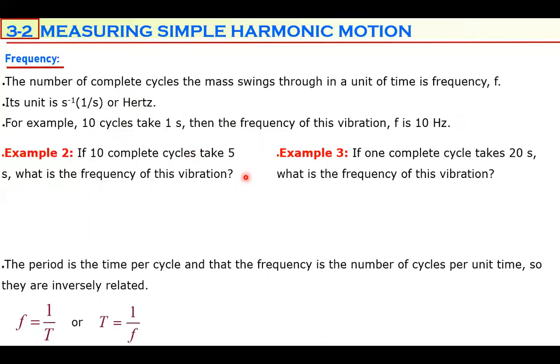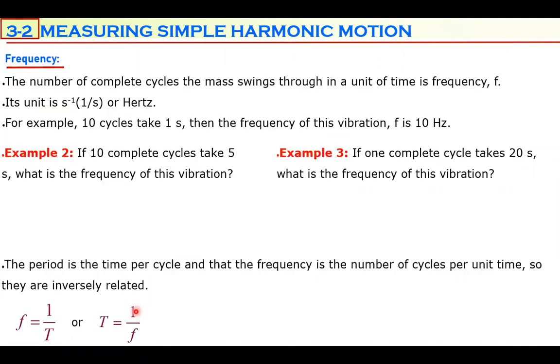If 10 complete cycles take 5 seconds, what is the frequency of this vibration? Again, we will use the equation, but the inverse of period. Period was total time divided by number of cycles, but frequency is number of cycles divided by total time. Number of cycles is 10, total time is 5, which gives 2. For this vibration, frequency is 2 hertz. If one complete cycle takes 20 seconds, what is the frequency? How many cycles? 1. In how many seconds? 20. So 1 over 20 is the frequency of this vibration. As we said, frequency and period are inversely proportional.